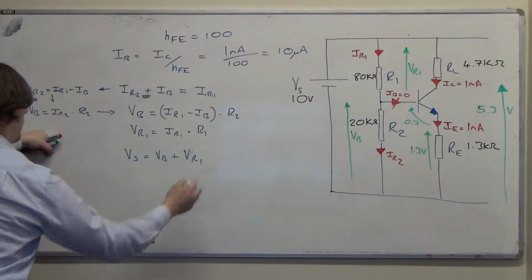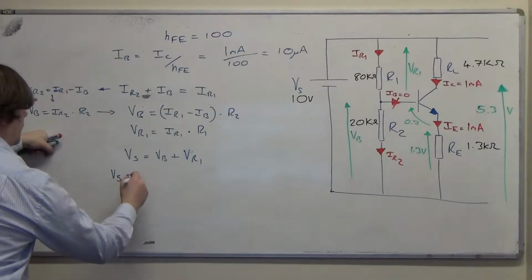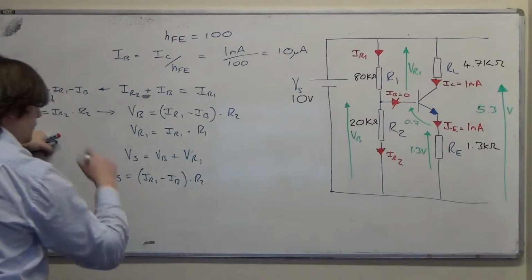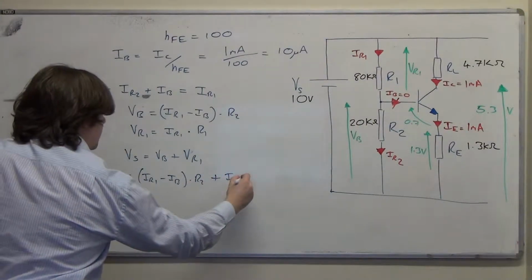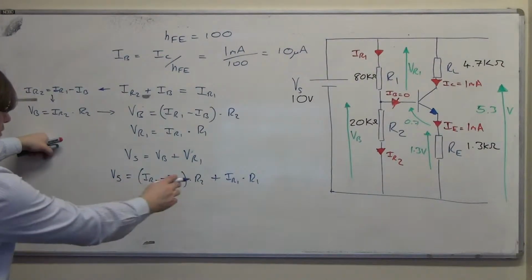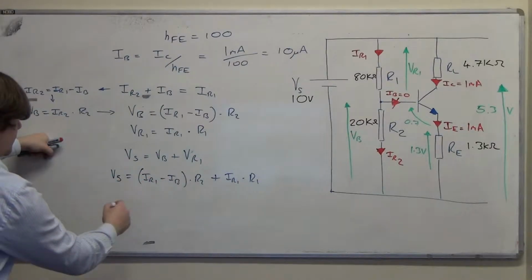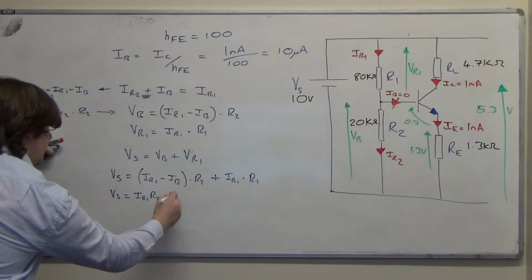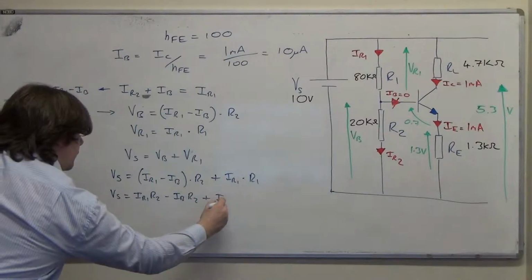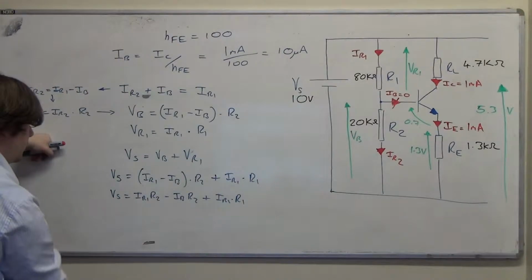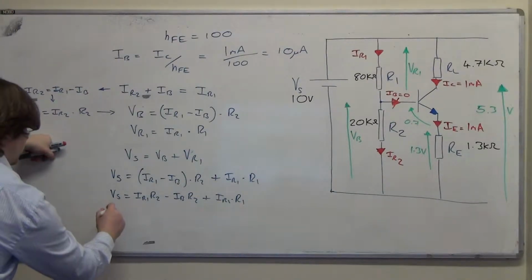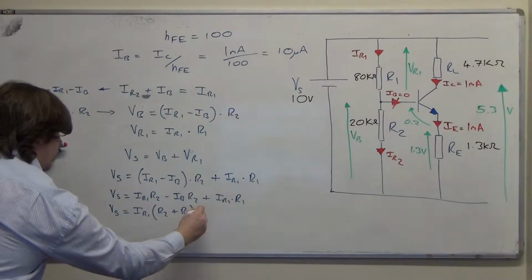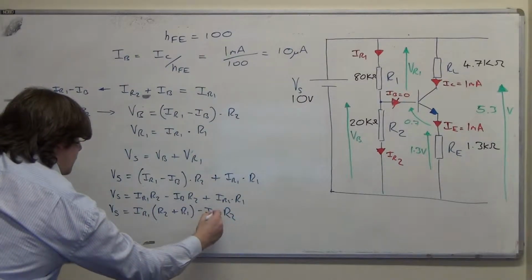Okay. So we'll sub that and that into that to yield Vs is equal to IR1 minus IB times R2, which is that bit, plus IR1 times R1. In that case, we know everything except IR1. So we can rearrange this for IR1, and I'll expand it first. Vs is equal to IR1 R2 minus IB R2 plus IR1 times R1. And then I'll collect all the IR1s together and take them over so they're on their own. So we'll have Vs is equal to IR1 brackets R2 plus R1 minus IB times R2.